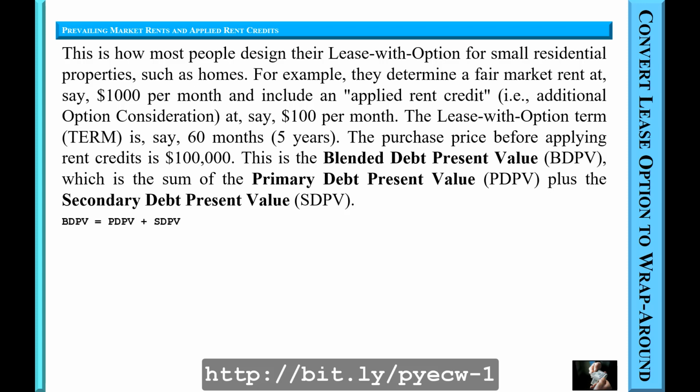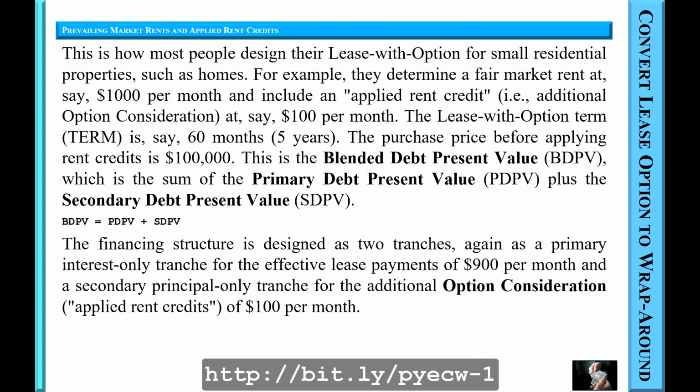BDPV equals PDPV plus SDPV. The financing structure is designed as two tranches, again as a primary interest-only tranche for the effective lease payments of $900 per month and a secondary principal-only tranche for the additional option consideration, that is the applied rent credits, of $100 per month.